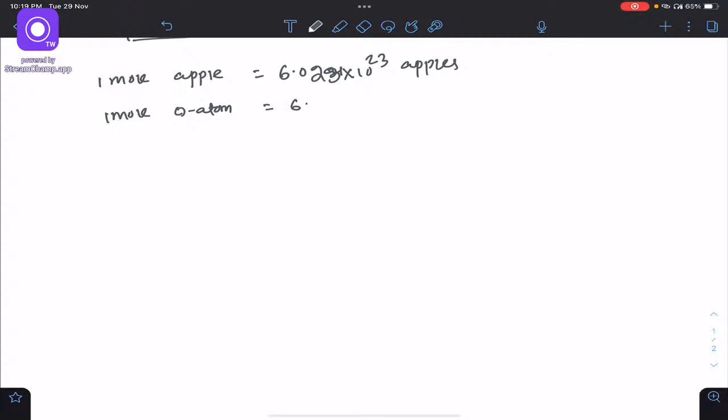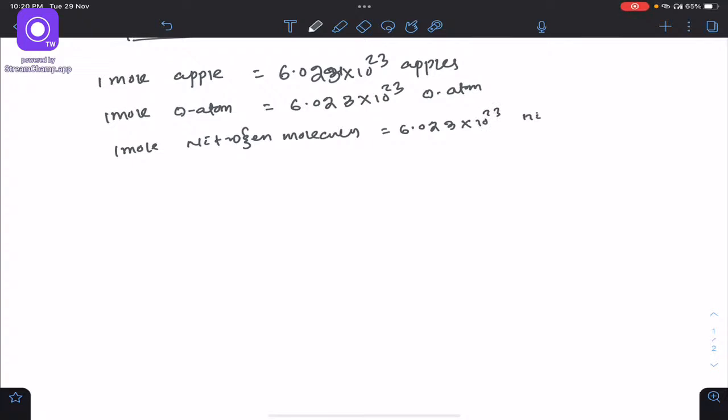Let's say 1 mole of apples is equal to 6.023 into 10 to the power 23 apples. 1 mole of oxygen atoms means 6.023 into 10 to the power 23 oxygen atoms. 1 mole of nitrogen molecules is equal to 6.023 into 10 to the power 23 nitrogen molecules. 1 mole of water drops is equal to 6.023 into 10 to the power 23 water drops.